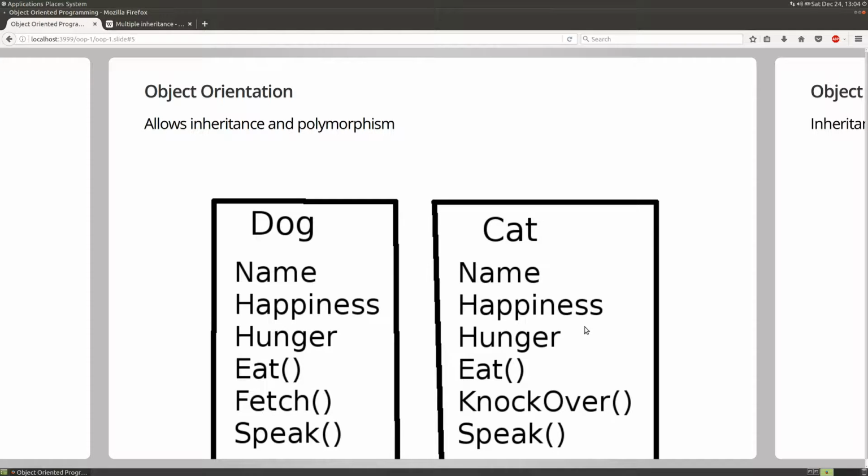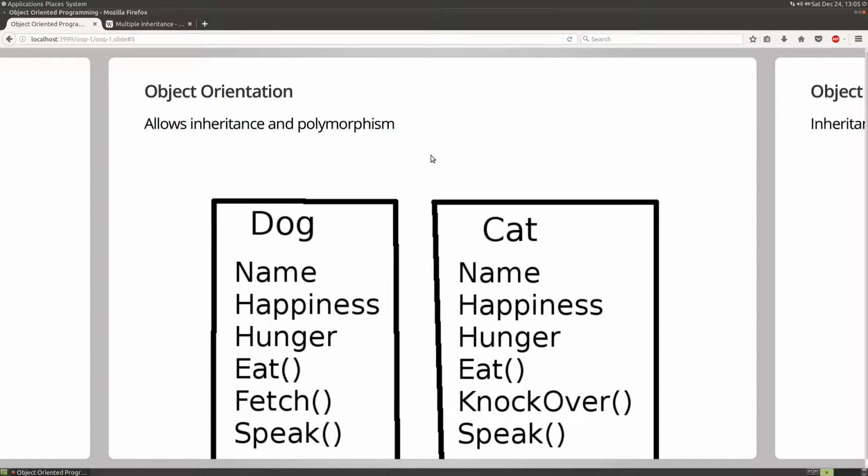Object orientation allows inheritance and polymorphism. So we have two classes here, a dog and cat, and you can see that they share a lot of behavior as well as state between them. Right? They both have happiness, they both have hunger, they both can eat and speak, and they just have certain behaviors which are a little bit different.